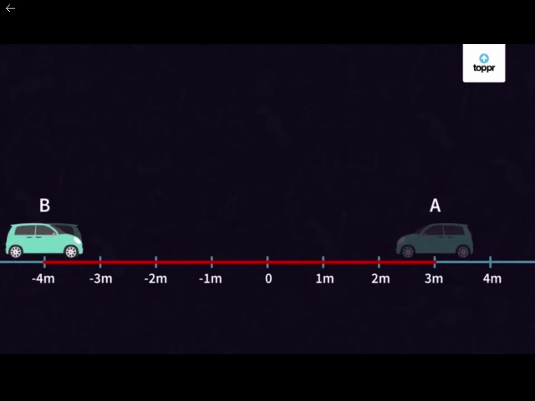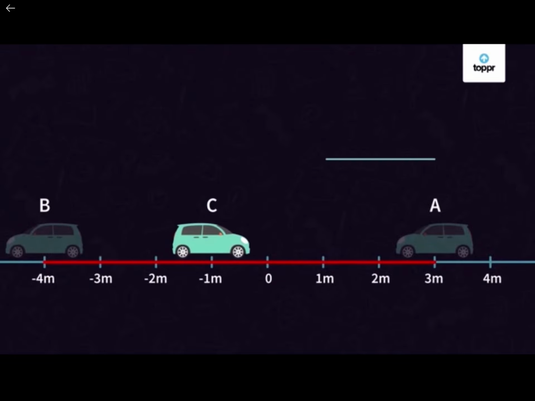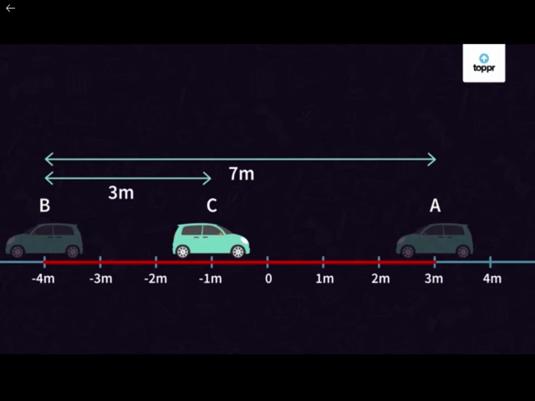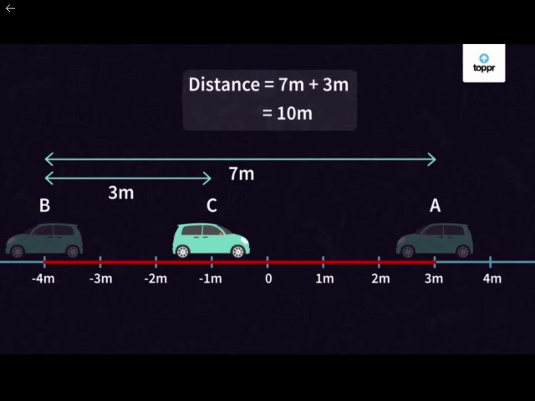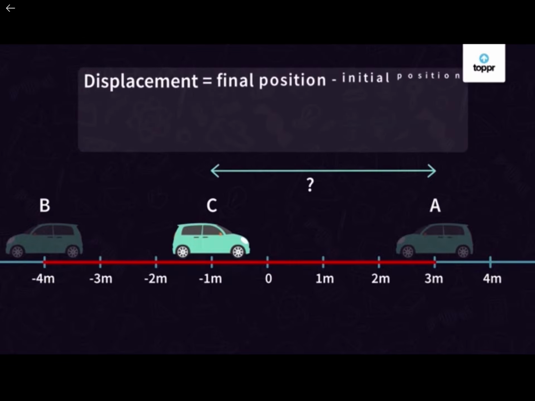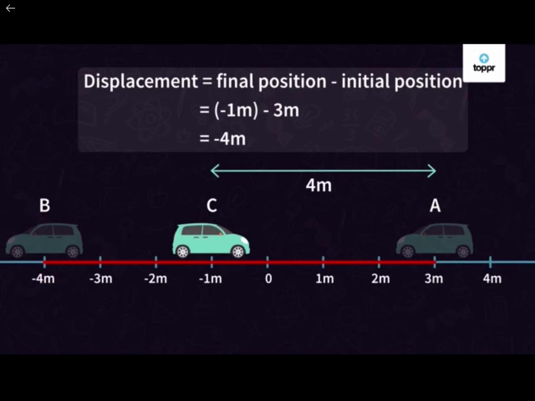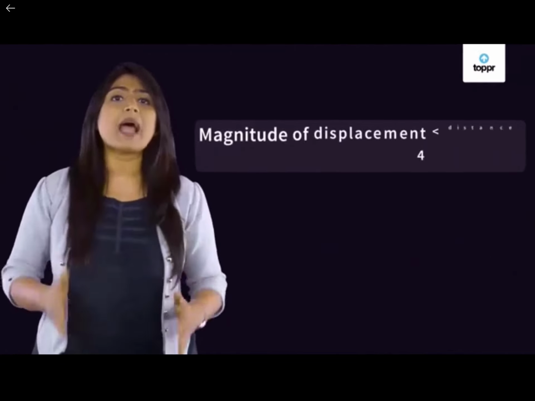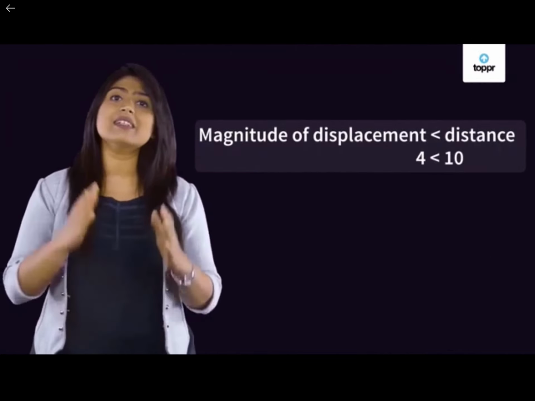But what if the car turns and comes back to point C at position minus 1? The path that the car traveled from point A to C is this. So the total distance traveled becomes 7 meters plus 3 meters, which is equal to 10 meters. What will be the displacement now? The final position is C and the initial position is A. So, the displacement is final position minus initial position, that is -1 minus 3, which is equal to -4. In this case, the magnitude of displacement is less than the distance.